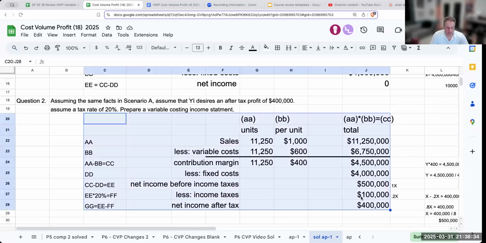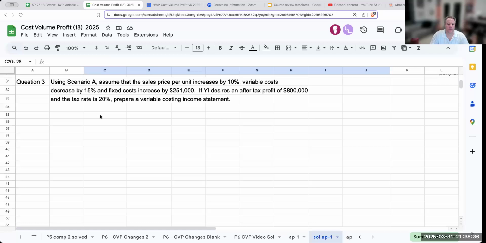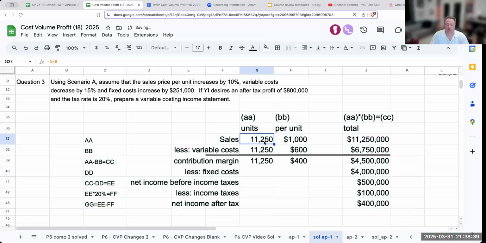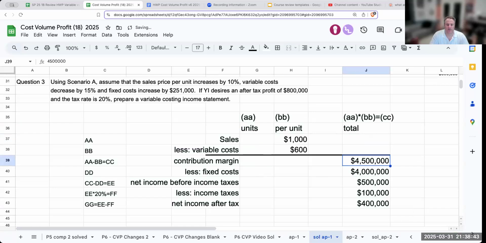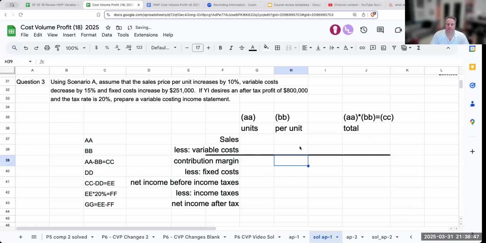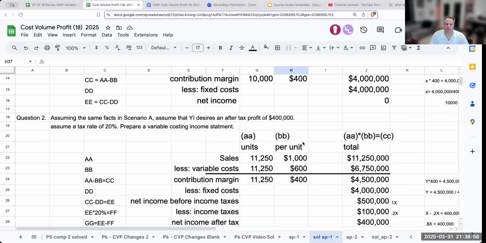And we're just going to copy our work down because we can do it. And let's go through and clear this out one more time. And let's see over here what this new question has in store for us. So using scenario A, assume that the sales price per unit increases by 10%. Well, what does that mean?